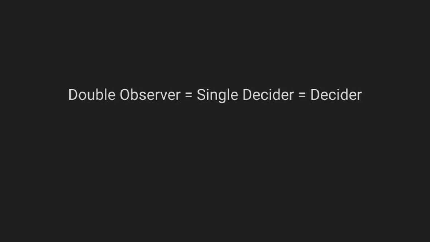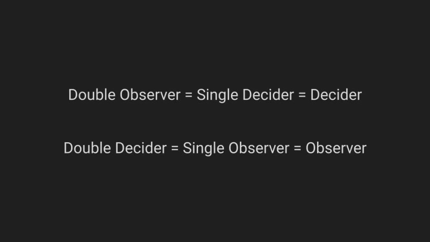In the first case, you are relatively more balanced on your observers and relatively unbalanced on your deciders. In this case, we call you a double observer and a single decider, or simply a decider. It's different words for the same thing. And yes, I know it's confusing. In the second case, you are relatively more balanced on your deciders and relatively unbalanced on your observers. In this case, we call you a double decider and a single observer, or simply an observer. And again, it's all the same thing.